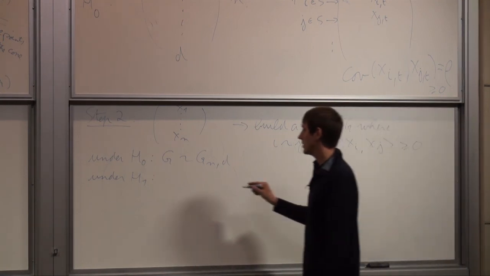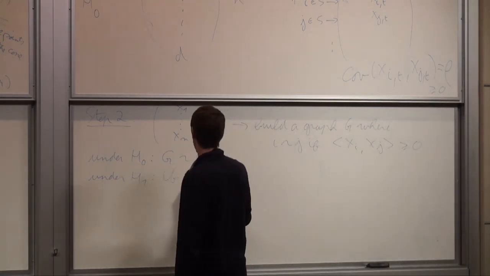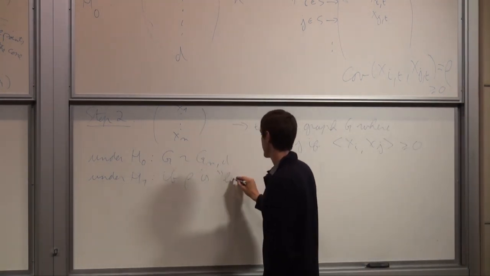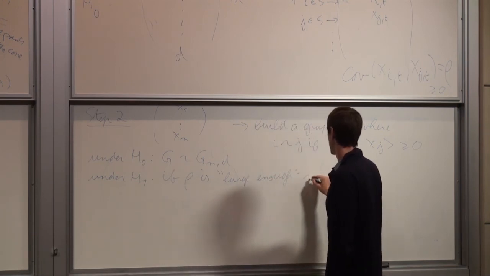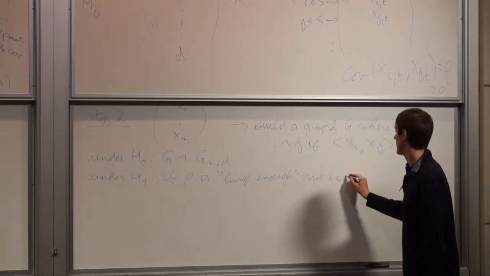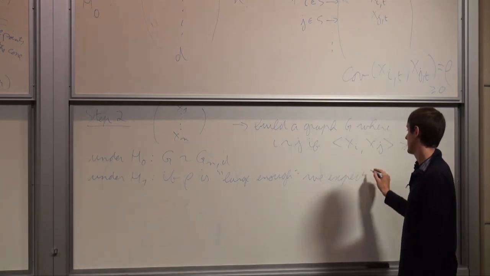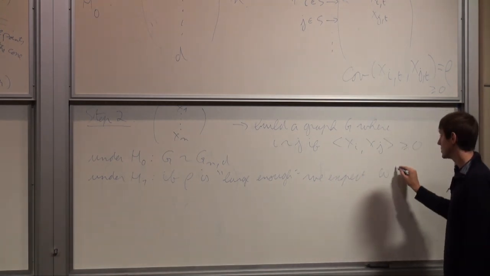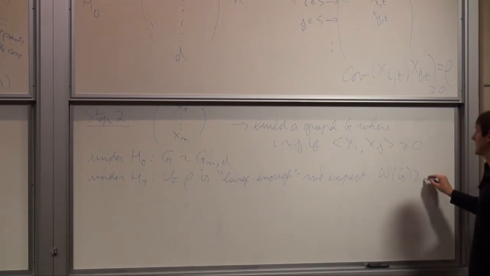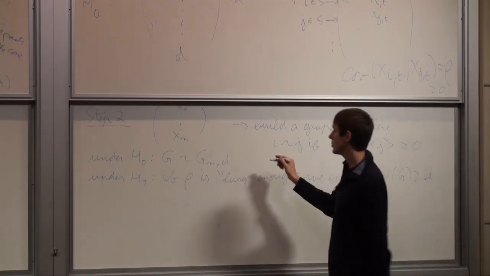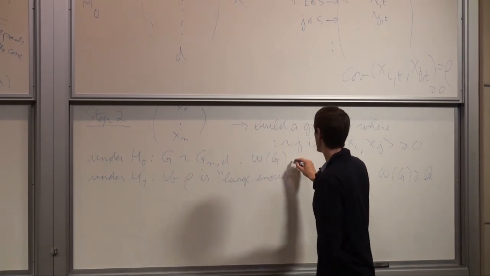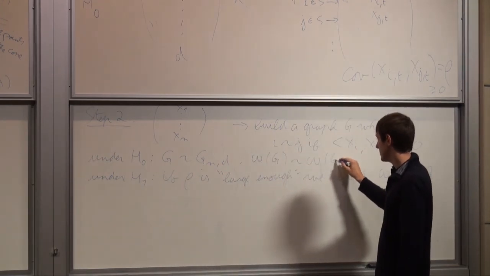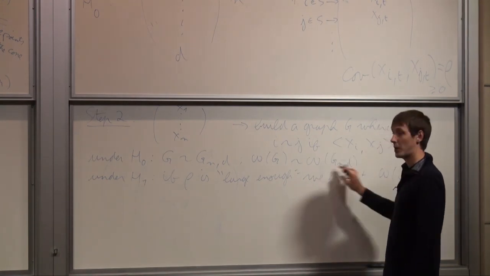So under H1, if rho is large enough, we expect a clique of size k. We expect omega of g to be at least k. And under H0, since g follows a GND, omega of g is going to follow omega of GND, which is our parameter of interest.